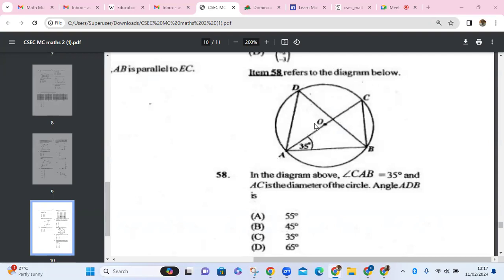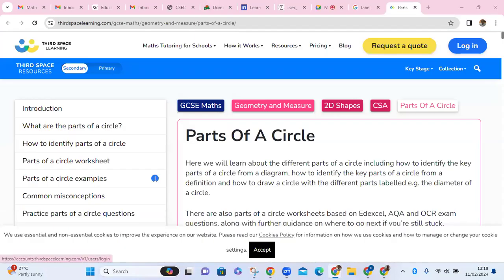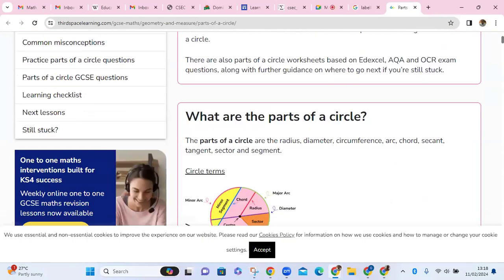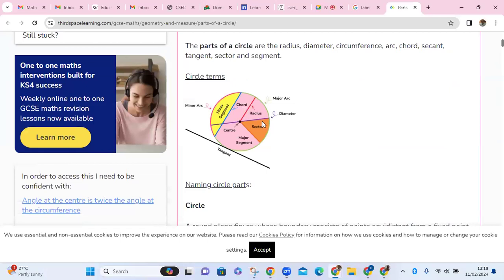Normally they will use O for the origin. So AC passes through the origin, edge to edge, that's a diameter. Now, if there's another line that goes from edge to edge that does not pass through the center, it's a chord. Okay? Let's take a look at a diagram that labels a circle. You can just go to Google and look at parts of a circle, and here you have a diagram showing you the parts of a circle.